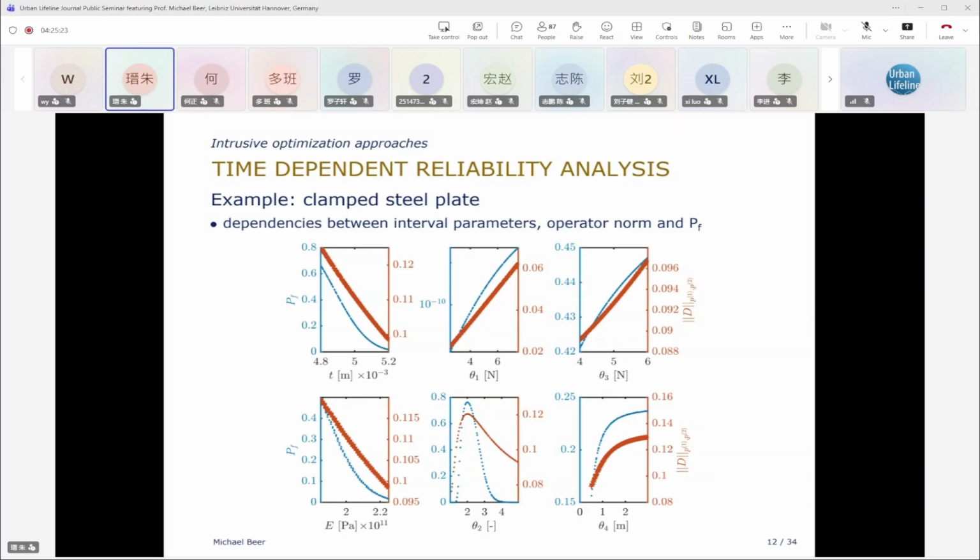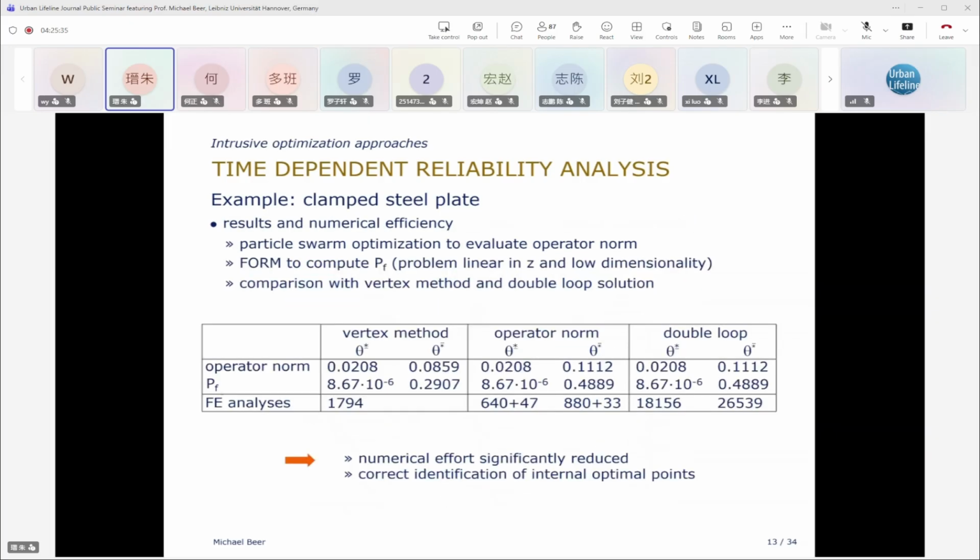So we solve the optimization with the orange line, with the operator norm, to find theta 2, and then use this theta 2 for one-shot failure reliability analysis to solve our problem. So that is very efficient. So we see here a comparison with vertex method and with double loop. So double loop is the brute force method. So we see the results here, and we see the numerical effort, which is tremendous. So when we compare this with operator norm, you see this is more than an order of magnitude gain in the numerical efficiency, and we still get a correct result.